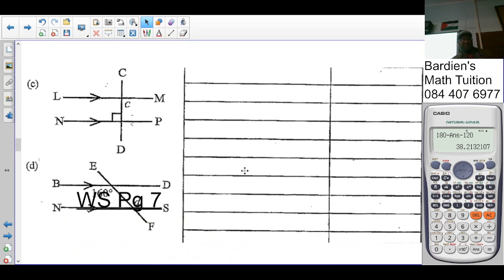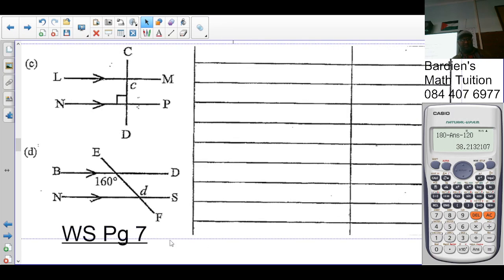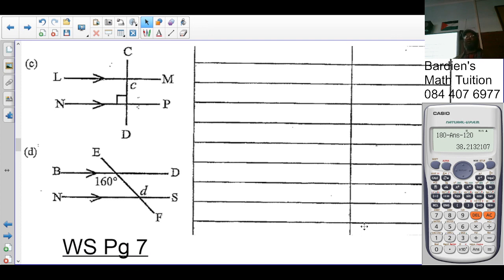Let's look at the next two examples, the next two sums. I'll give you a chance to answer that quickly. Don't call out the answers.